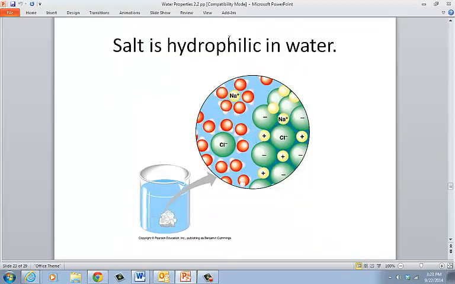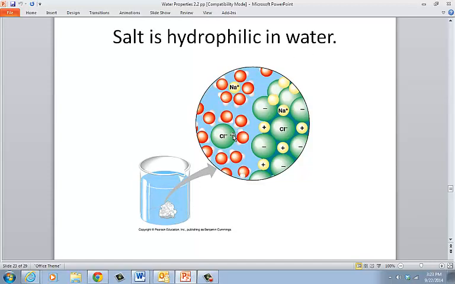Okay, and salt is hydrophilic. Hydro meaning water, philic meaning love. So salt is water loving. Water can attach to this because this is polar.